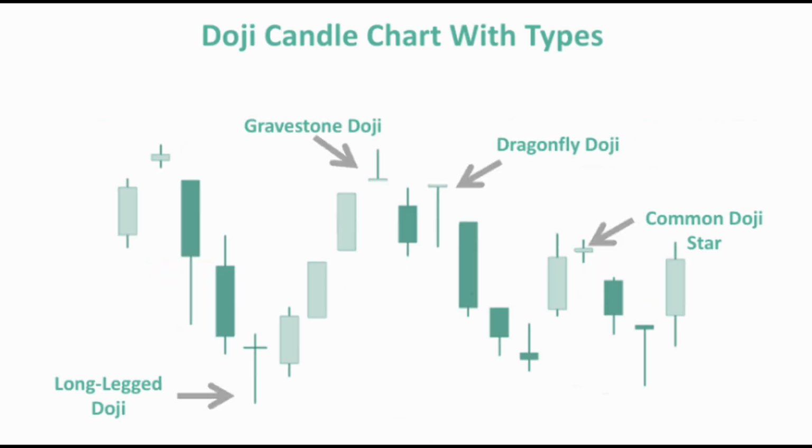A doji candle can often indicate a trend reversal, but is better at informing you that there's indecision in the market where buyers and sellers are at odds. Use the greater price context when making an investment decision while using a doji.